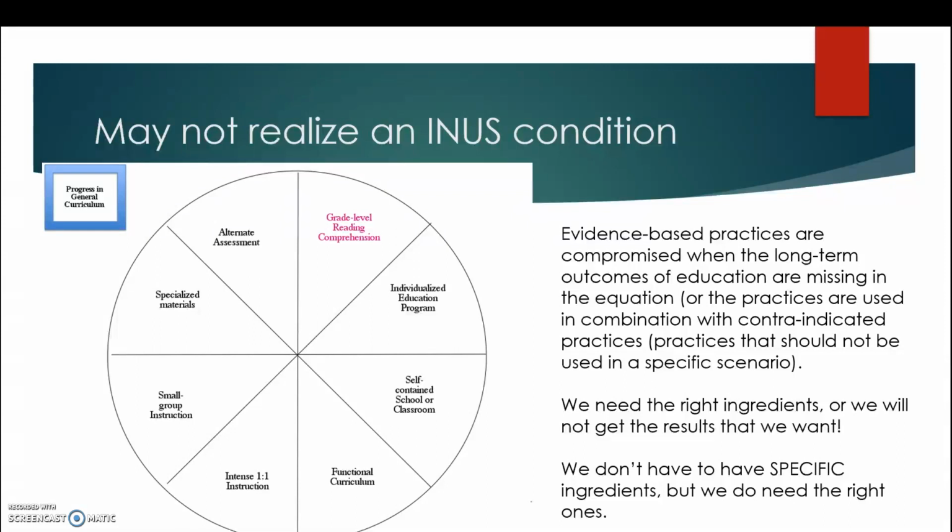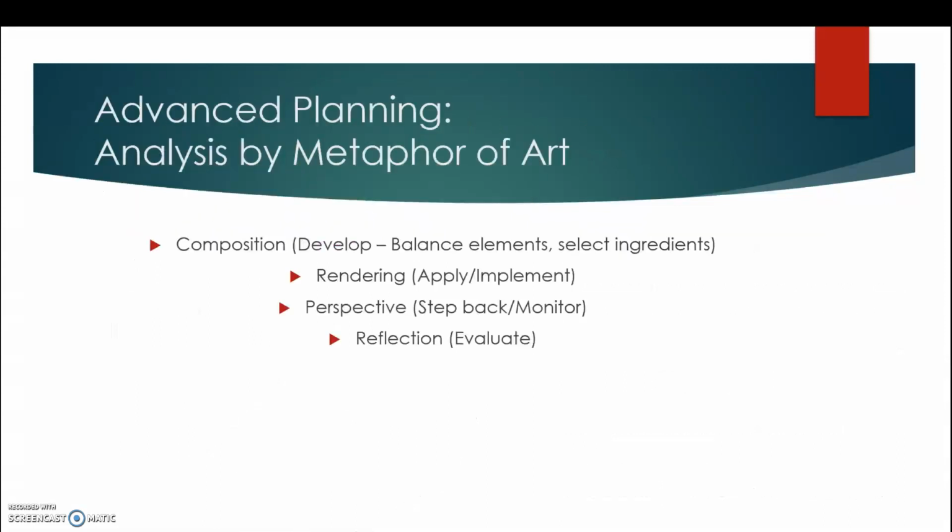So the way that I would summarize that as I'm considering these topics is that we need the right ingredients or we won't get what we want. If we're trying to make carrot cake, but we use ingredients for brownies, we're not going to get what we are looking for. We don't have to have any one specific ingredient, although in carrot cake, carrots would probably be essential. But in the cake model here for education, for service provision and for practice, we don't have to have necessarily any one specific ingredient, but we do need the right ones all together. That's the idea of the INUS condition.